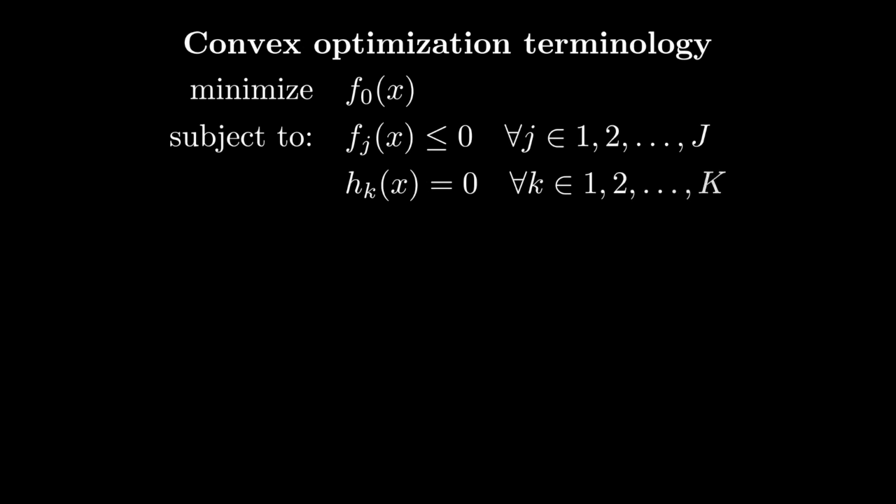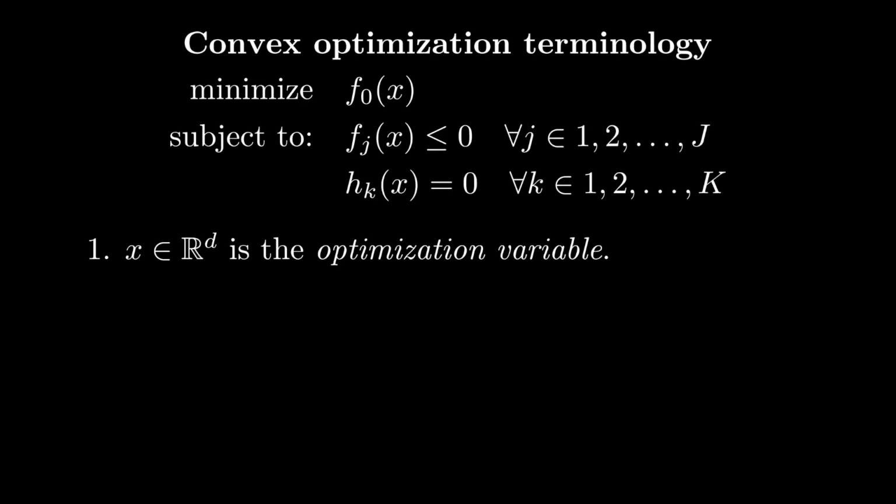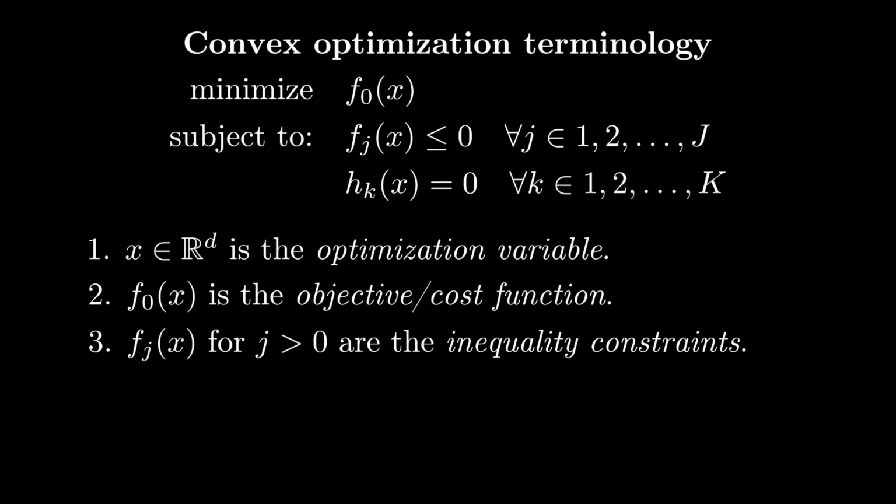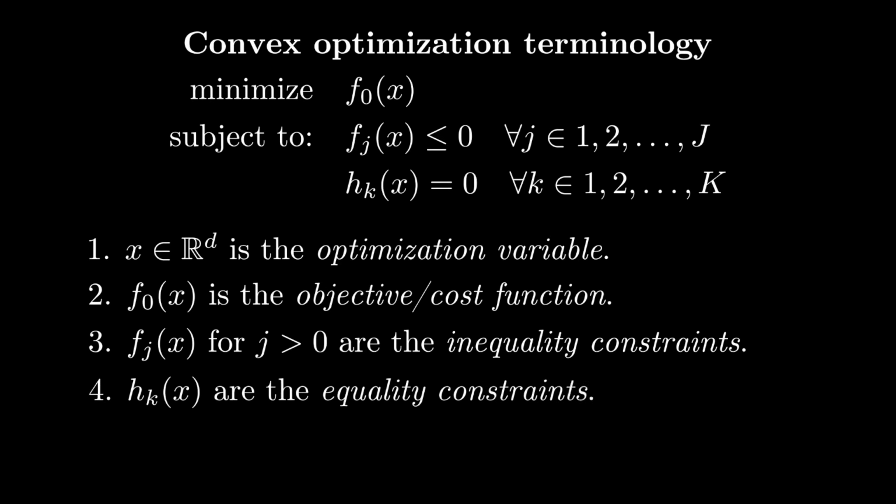There's a lot of different terminology in convex optimization, and it can be difficult to keep track of it. Part of this confusion is because convex optimization is sort of claimed by several different mathematical subfields. But here are some terms that are pretty consistent. The input vector to the function is called the optimization variable. The function that we're trying to minimize, f0, is the objective function, or sometimes called the cost function. The other functions I'm denoting here with f are the inequality constraints. The functions I'm denoting here with h are the equality constraints.